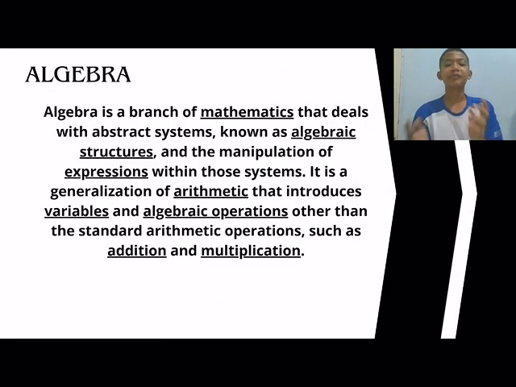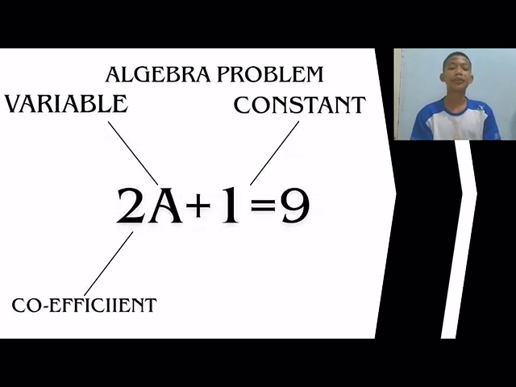Algebra is a branch of mathematics that deals with abstract systems known as algebraic structures and the manipulation of expressions with those systems. It is a generalization of arithmetic that introduces variables and algebraic operations other than the standard arithmetic operations, such as addition and multiplication. Here is an example of an algebra problem.